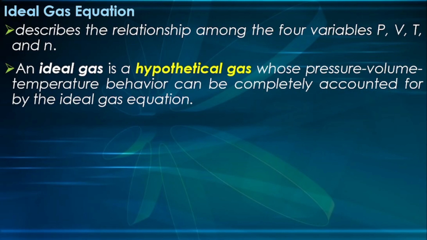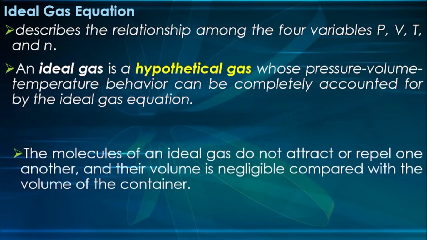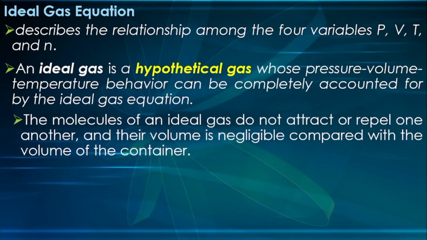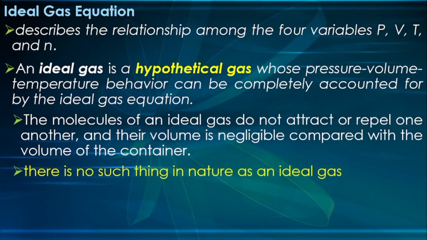An ideal gas is a hypothetical gas whose pressure, volume, and temperature behavior can be completely accounted for by the ideal gas equation. However, the molecules of an ideal gas do not attract or repel one another, and their volume is negligible compared with the volume of the container. Let us also remember that there is no such thing in nature as an ideal gas. It's just a hypothetical gas.